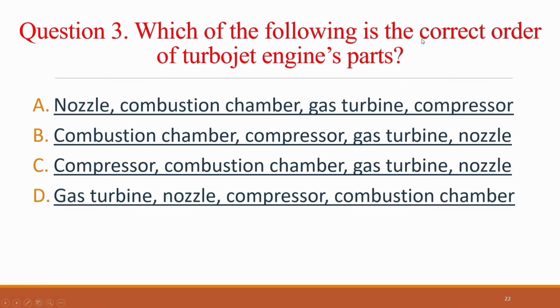Question 3. Which of the following is the correct order of turbojet engine's parts? The correct answer is compressor, combustion chamber, gas turbine, nozzle.